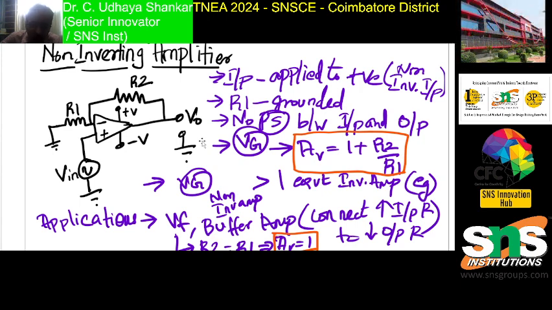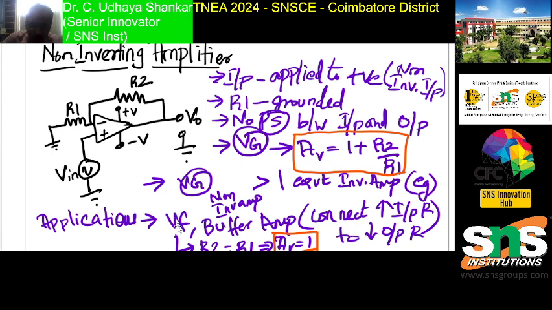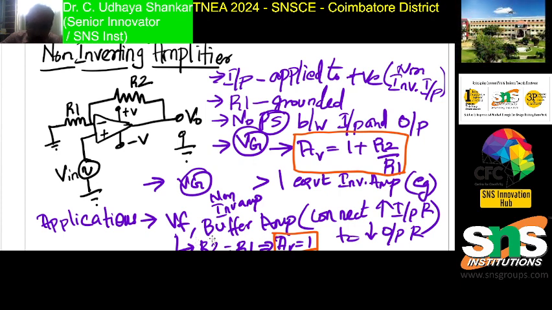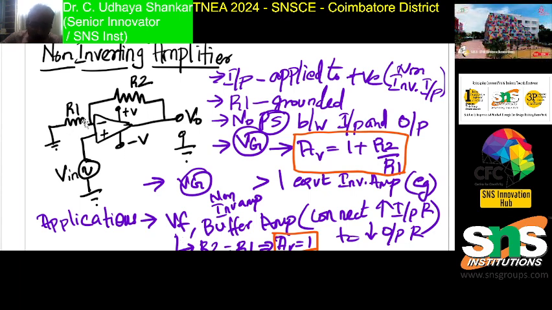This non-inverting amplifier will be mainly used in voltage follower applications. Here I have written VF, voltage follower. I have mentioned this because the voltage follower is most frequently used in many electronic circuits, and it is also used as a buffer amplifier. In order to use this non-inverting amplifier as a voltage follower, what you have to do is make R2 equal to 0 and R1 equal to infinity.